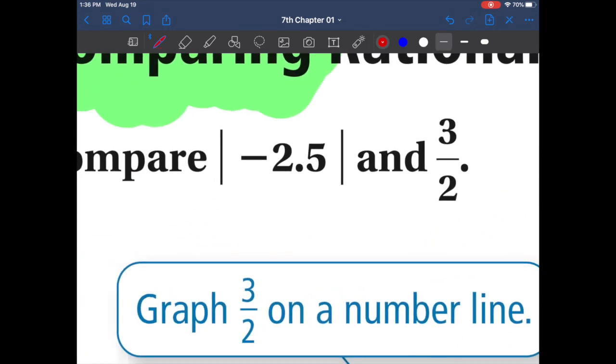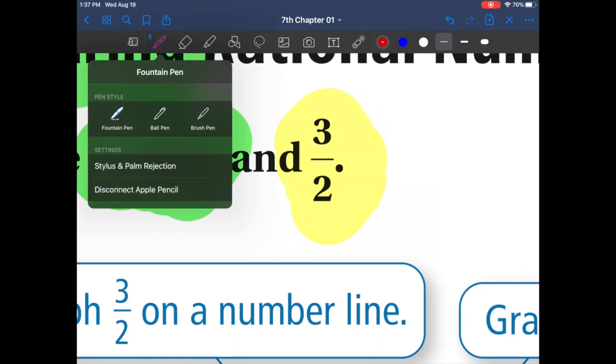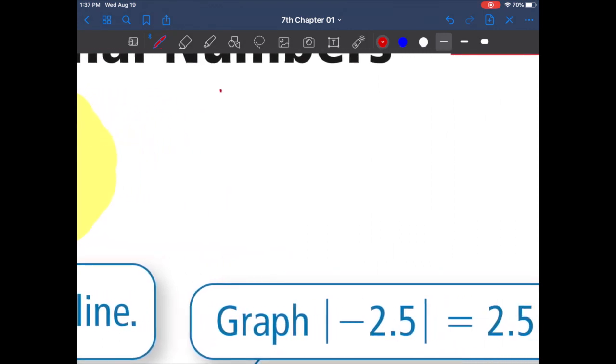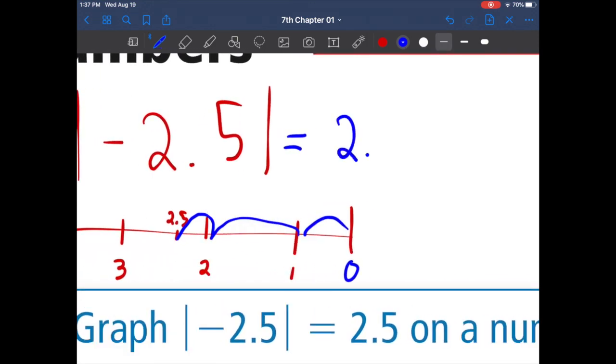All right, so we're going to be comparing two things. First thing I already noticed is I have a whole number and then I have a fraction. That means we need to put these to look the same. So first of all, let's start off with the negative number. It says find the absolute value of negative 2.5. Well, remember we said absolute value is always positive, the distance from 0. So let's just draw a little line. 1, 2, 3. This is 2 and 2.5. Well, how far is 2.5 away from 0? The absolute value of negative 2.5 is 2.5.